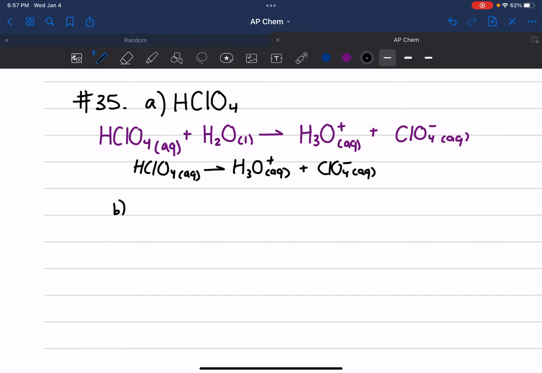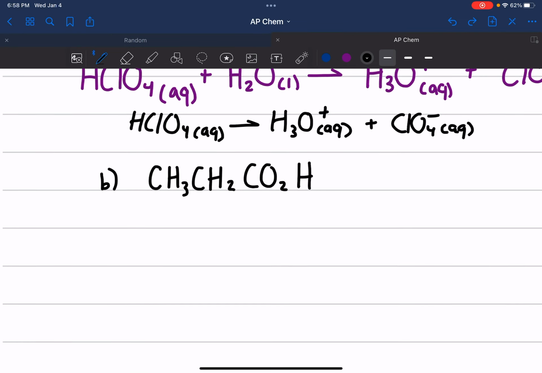Okay, B says dissociation of propanoic acid in water. Well, propanoic acid is CH3, CH2, CO2H. Just from looking at this, I can see why people would get scared, but you can make that connection. Okay, I'm going to write it without water because I don't need to.